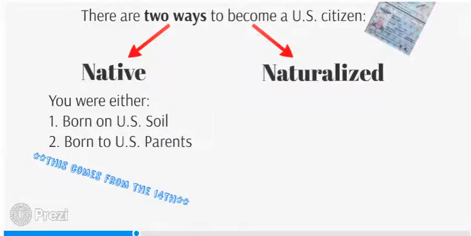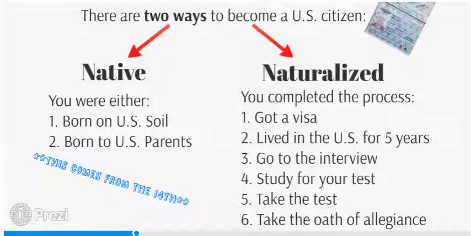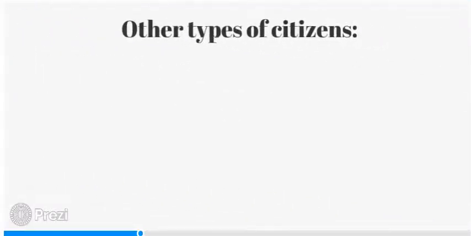All right, if you are naturalized, you have completed this process. You got what's called a visa or a green card. You've lived in the United States for 5 years. You've gone to an interview. You've studied for a citizenship test, one of which we have already taken in our class. You take the test and make an 80% or above in order to pass. 60 does not equate to passing on the American citizenship test. And then you take what's called the oath of allegiance. So you raise your right hand and you say, "I solemnly swear to protect the United States from all enemies, foreign and domestic," and I agree to be a good citizen and uphold all of our laws and that kind of thing. So native and naturalized.